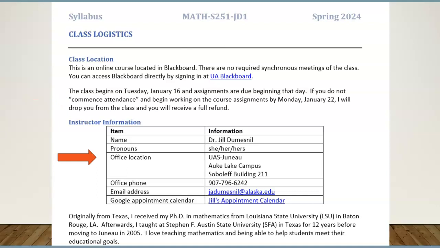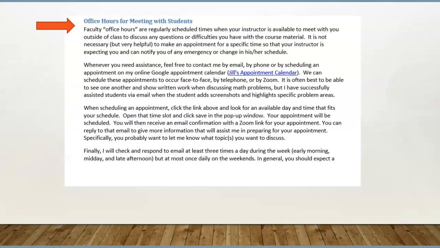You will also find my instructor information, including contact information. I can be reached by telephone message, email, or my Google appointment calendar. Faculty office hours are regularly scheduled times when an instructor is available to meet with you outside of class to discuss any questions or concerns you have about the course material. It is very helpful if you make an appointment with your instructor so that they can expect you and can both prepare for your appointment and let you know if there is a change in their schedule.